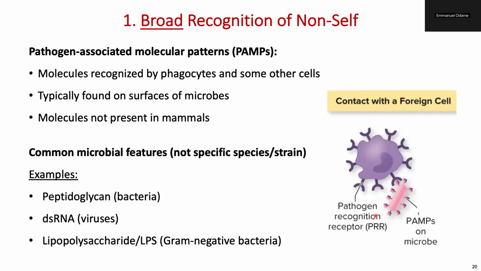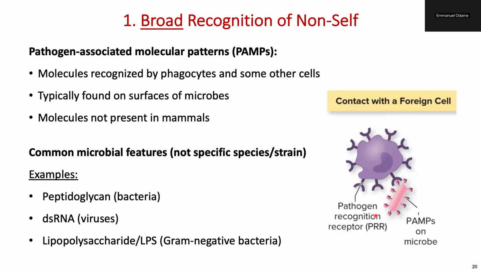As I mentioned earlier, the innate immune system helps in the recognition of PAMPs. So what are PAMPs? PAMPs means pathogen-associated molecular patterns. These are molecules which are recognized by phagocytes and some other cells. They are typically found on the surface of microbes, and they are molecules which are not present in mammals.